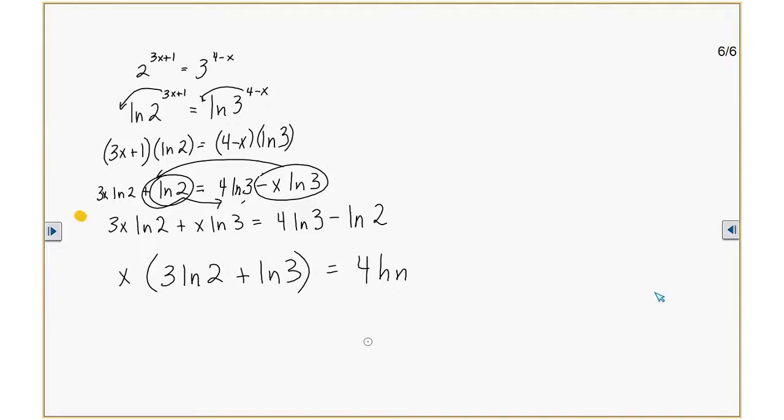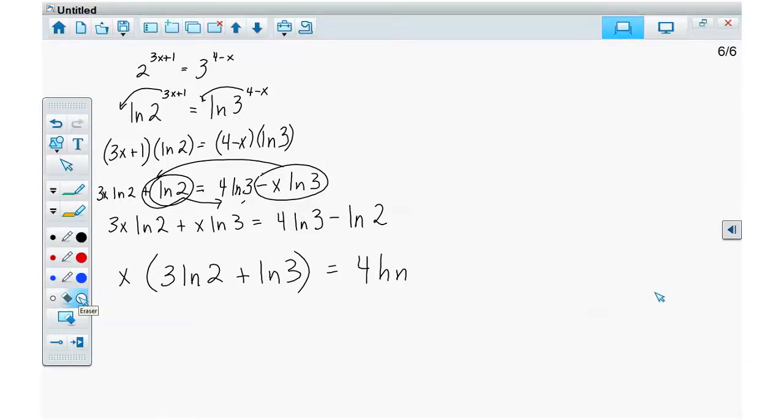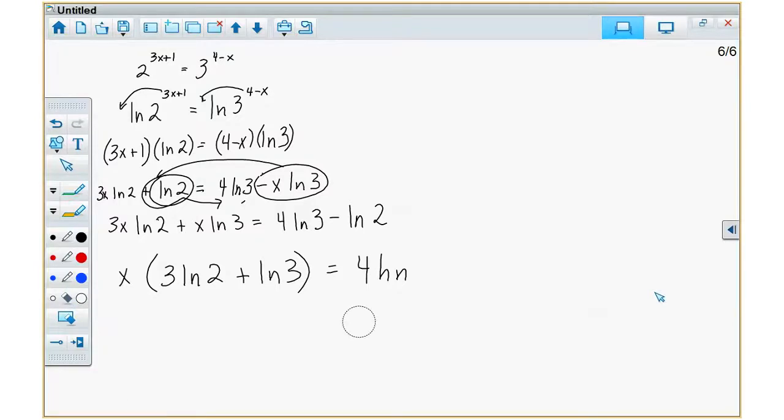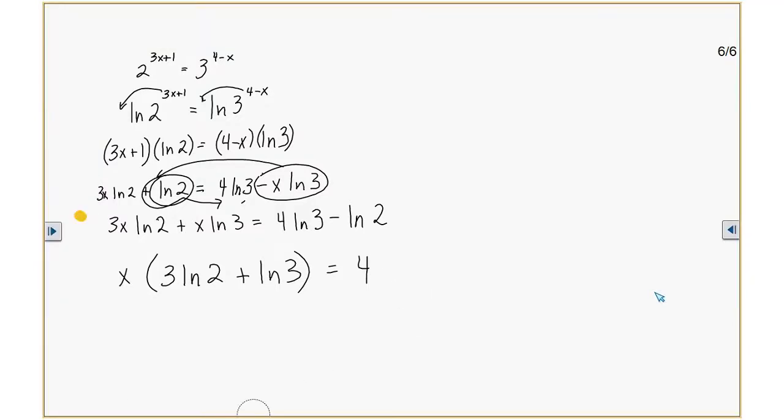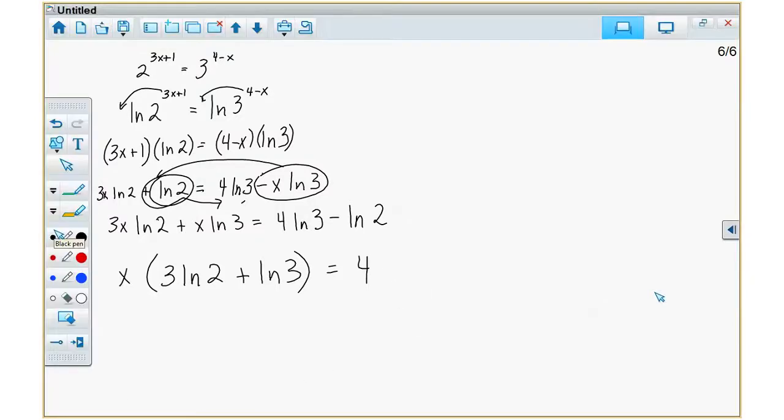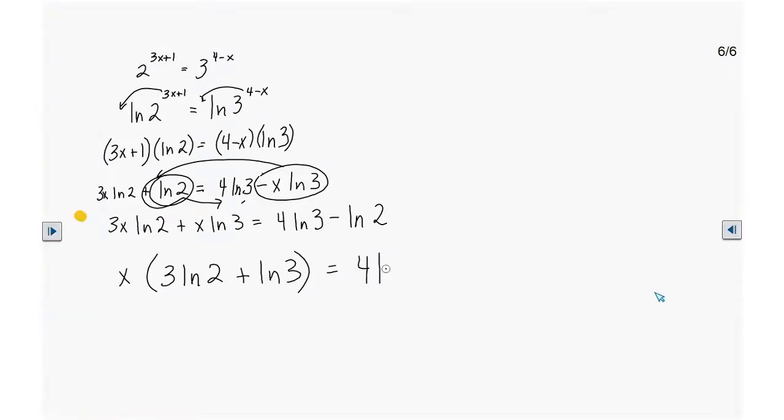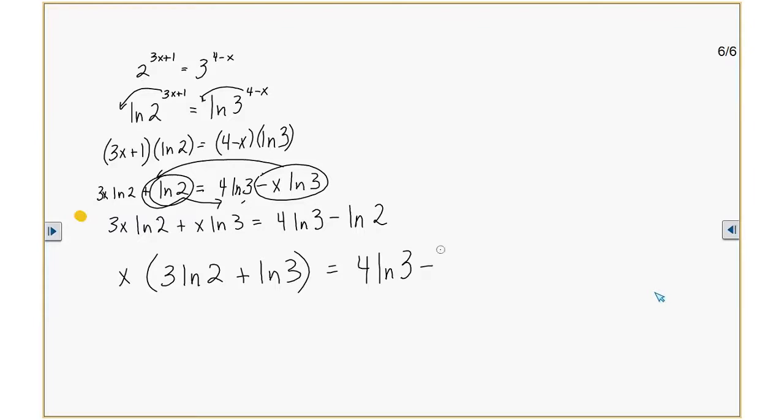Oops. For some reason I can't do the eraser today. I don't know why. It's messed up. I have to do this.